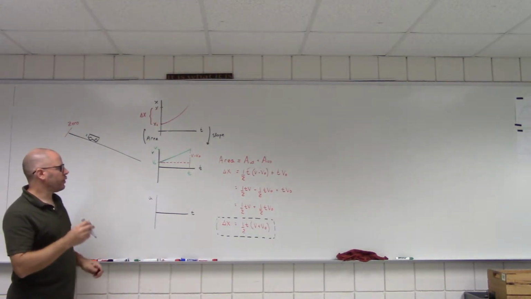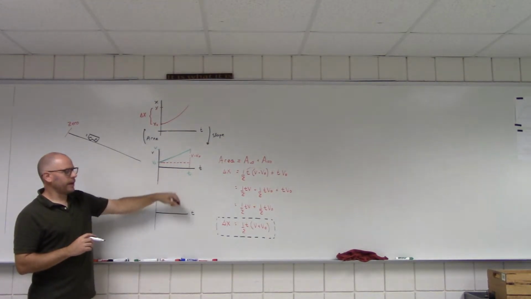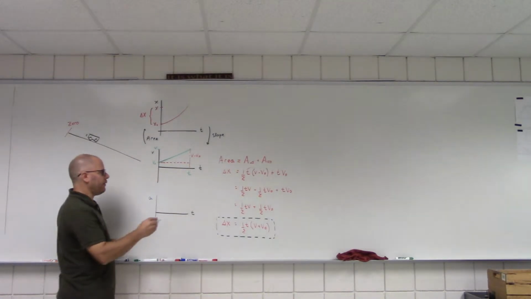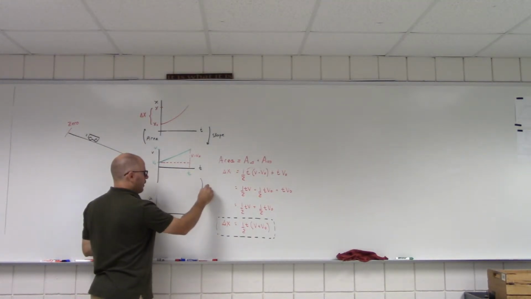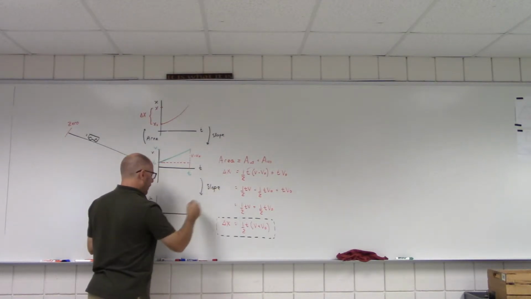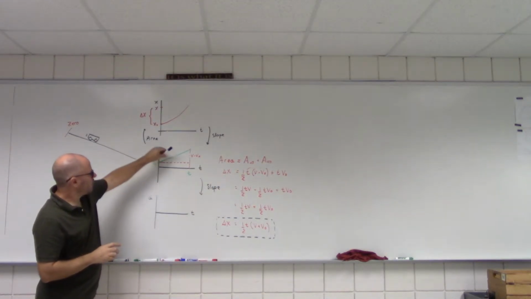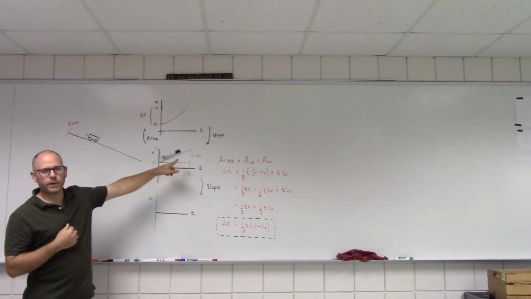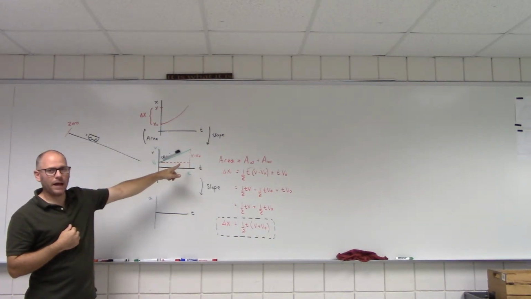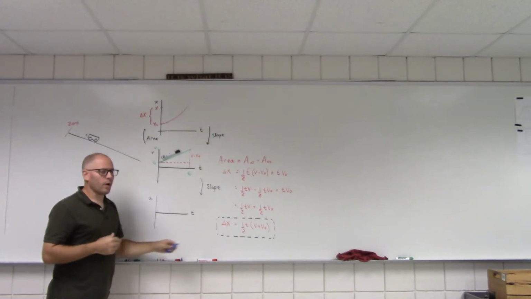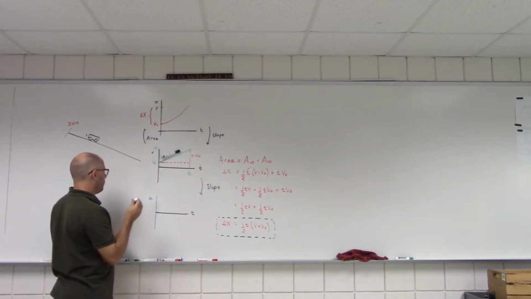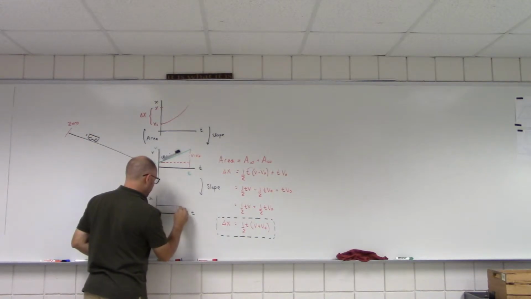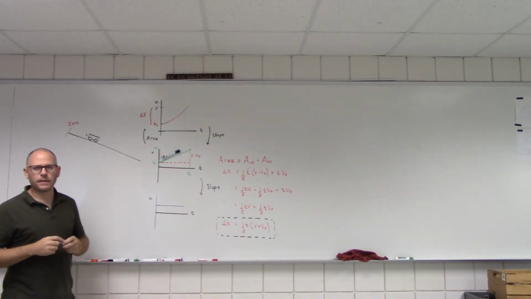Again, the same thing holds true. If I want to analyze the acceleration in terms of the velocity graph, I'm going to look at the slope. Two things I notice about the slope of this velocity graph is it's constant and positive. Therefore, my acceleration is going to be a constant positive.